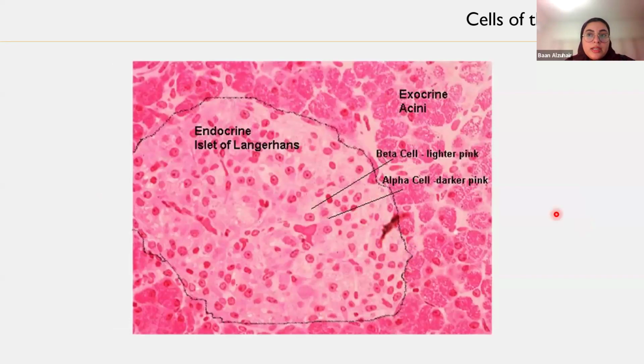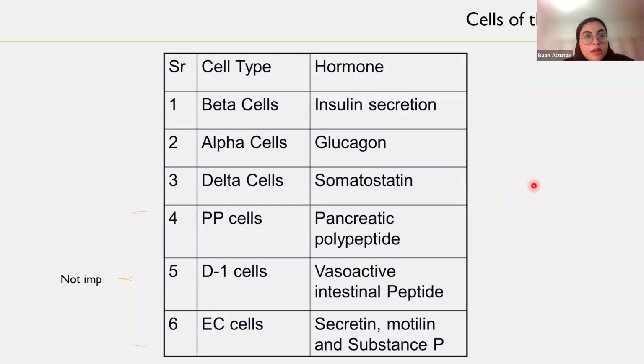Over here, this is the H&E stain, the normal staining that we see in almost every histology lecture. This is the islet of Langerhans. You can see the line lining it over here. The beta cells stain a lighter shade of pink, and the alpha cells are usually darker. These are the cells found in the islets of Langerhans, or the pancreas. These were not really emphasized by the doctor. He really focused on delta, alpha, and beta, and he said these are not important. So I just added the table from his slides to make sure that I don't miss anything.